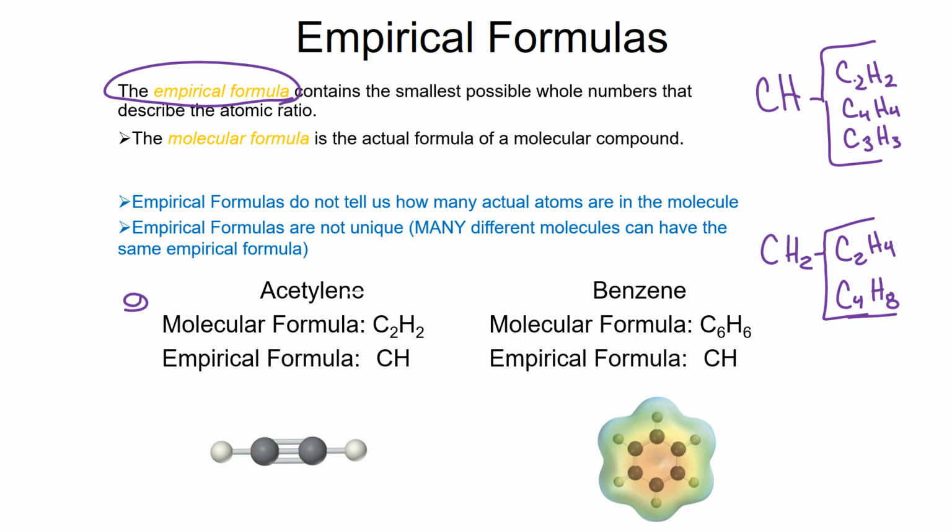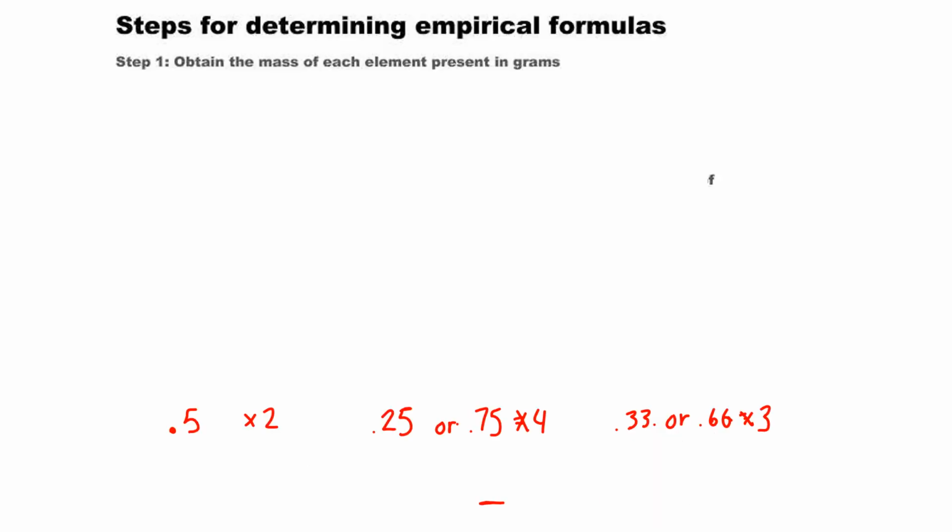Don't worry if you don't have the pictures. I've shown them different ways. I just want you to understand that an empirical formula can represent more than one compound. So here are the steps to obtaining an empirical formula. We are only looking at empirical right now.